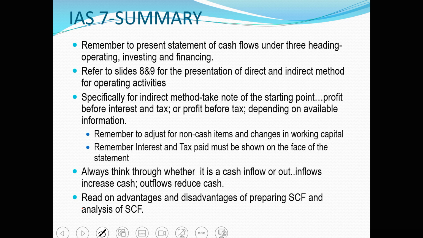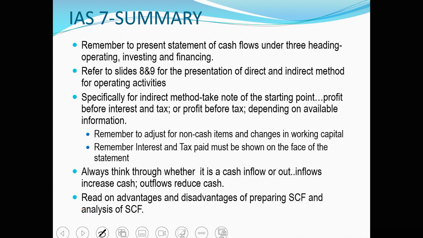So a quick summary before we go into the consolidation part of IAS 7. Remember to present the statement of cash flows under 3 headings: operating, investing, and financing. Now, for operating activities, it is either direct or indirect. Specifically for the indirect method, take note of the starting point. You may be starting from profit before interest and tax, or profit before tax, and everything depends on the information available to you in the question.